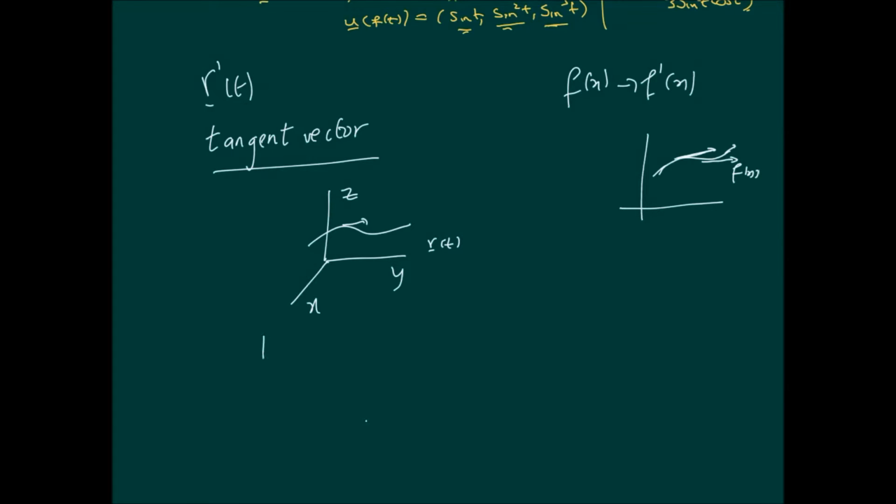The other idea I wanted to mention was the unit tangent vector. And the unit tangent vector is essentially the tangent vector r dash divided by its magnitude. So we normalize the vector, and that gives us the unit tangent vector by definition. We'll continue with these ideas a little later.